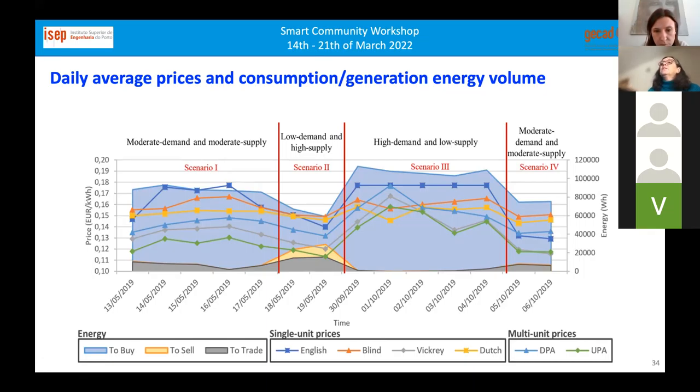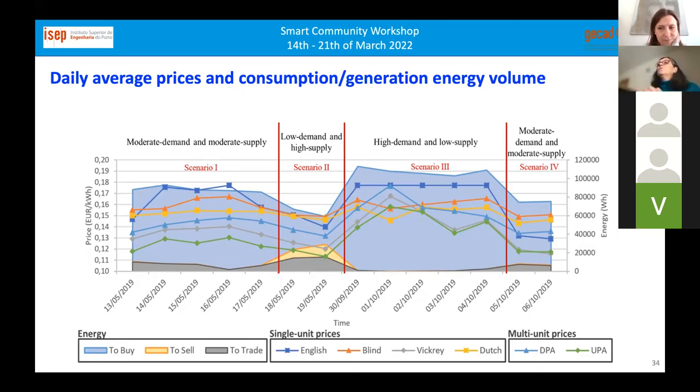But what is important is that I have here the energy to be bought, because the community itself is not totally sufficient in energy terms. I have in yellow, and also it comes here behind the gray area, the energy to be sold, because I have some energy that I can sell. And in gray, I have the energy that the community has been able to trade inside itself.